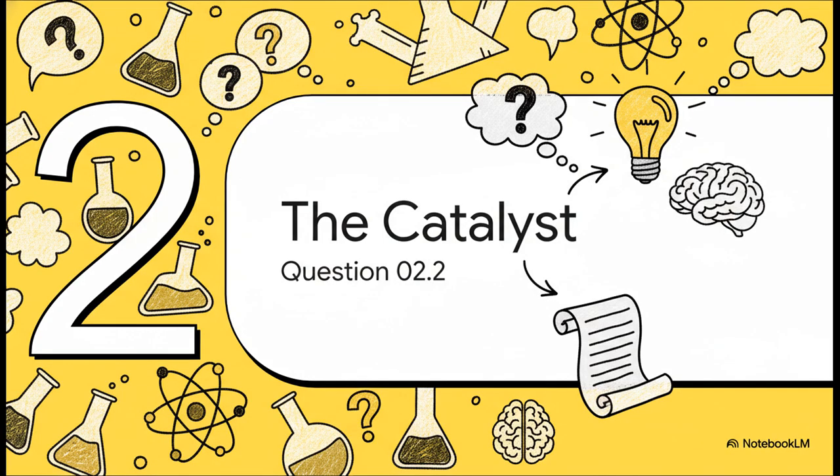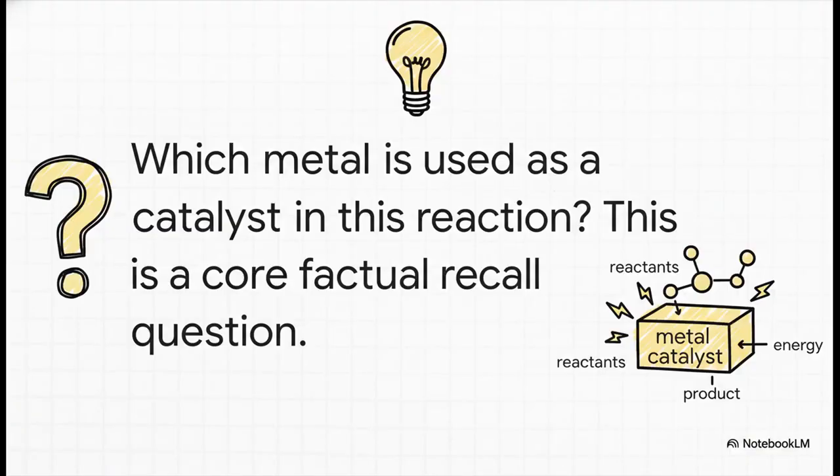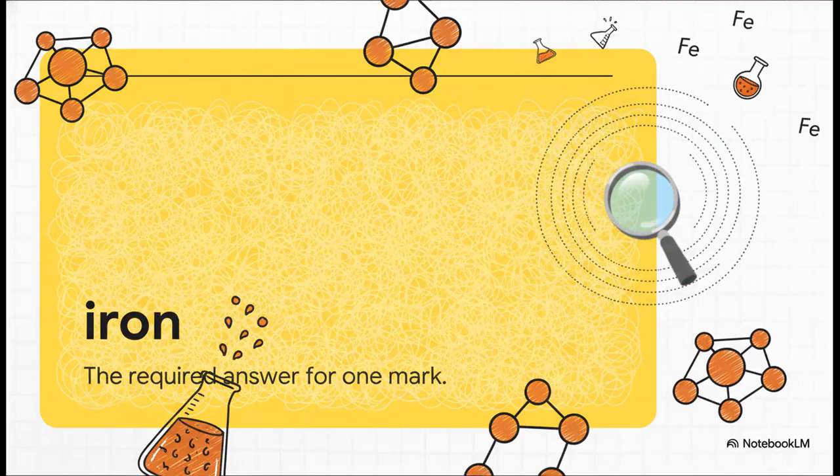This one's a classic. Just straight up recall. They ask, which metal is used as a catalyst in this reaction? This is one of those absolute core facts you just have to have locked in for the Haber process. And the answer? It's just one word, iron. That's it. No need for a whole sentence. Just the name of the metal gets you that 1 mark.